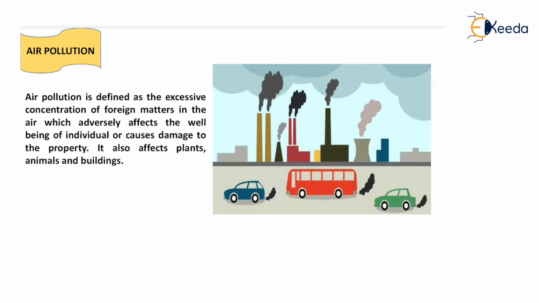Now, what is air pollution? Air pollution is defined as the excessive concentration of foreign matter in the air which adversely affects the well-being of individuals or causes damage to property. It also affects plants, animals and buildings. That will be the definition of air pollution.